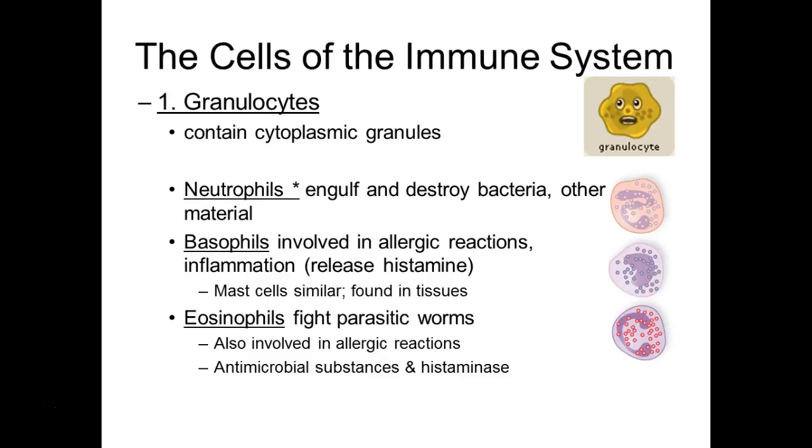Basophils are named after the fact that their granules stain basic, so they're like purple, bluish color under the microscope. Eosinophils stain with the dye eosin, which is a reddish dye, so it looks reddish or orange, the granules. And again, that's because each one of them contains different substances in those granules.